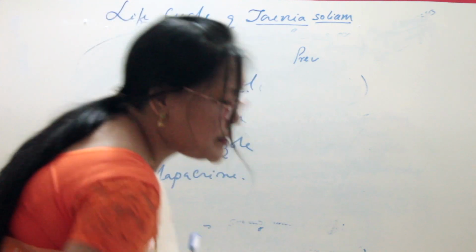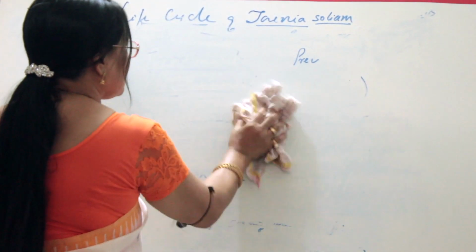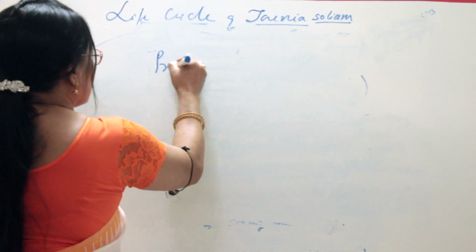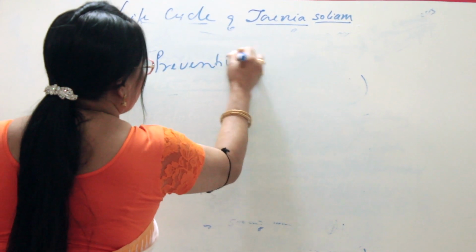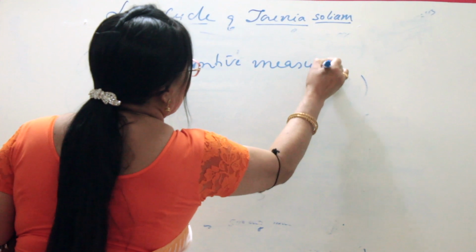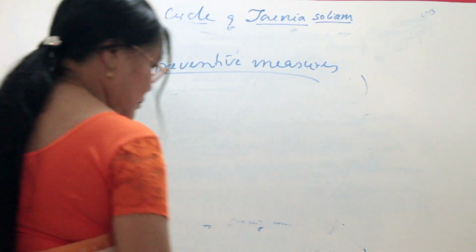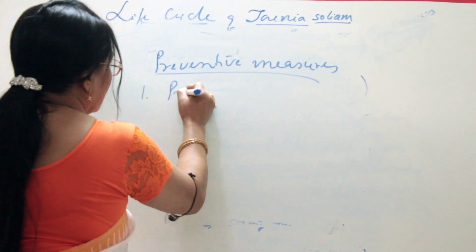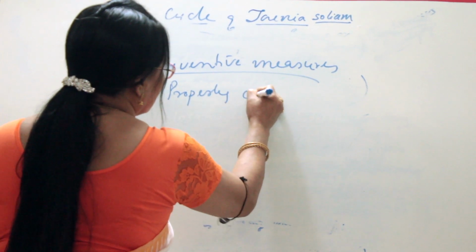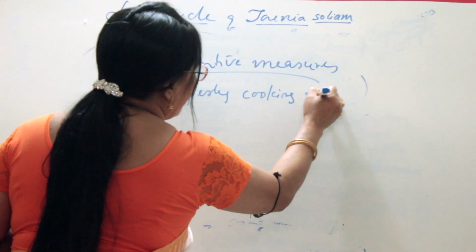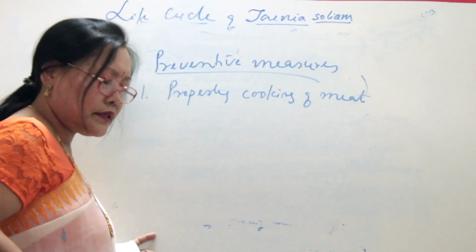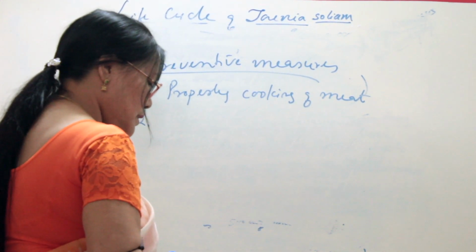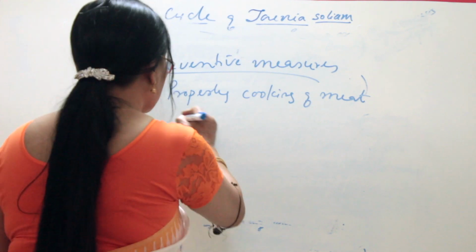Then the next one is the preventive measures, which is the most important one. Number 1, properly cooking meat. This is the most important. And number 2, preventing human feces from contaminating pig feed.